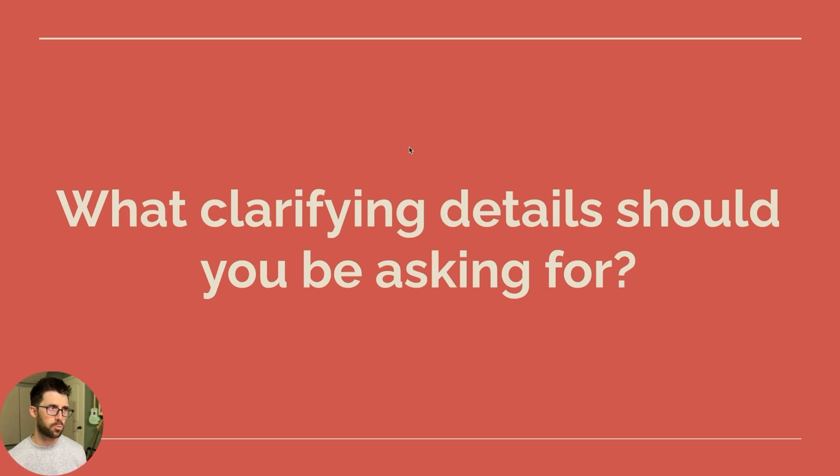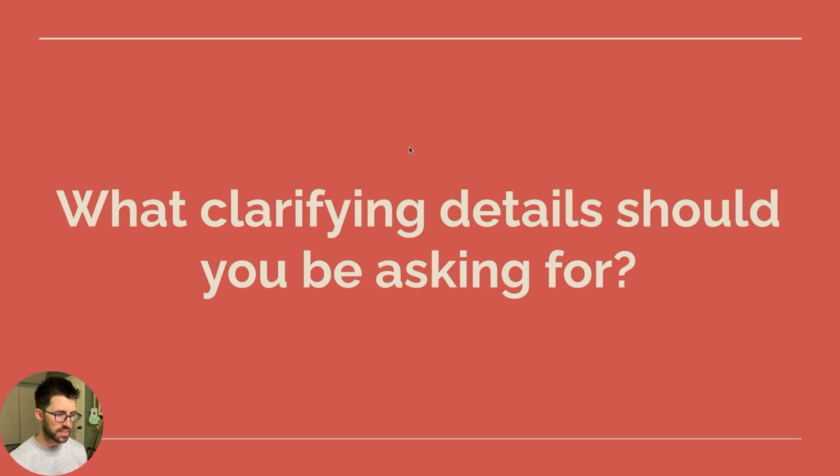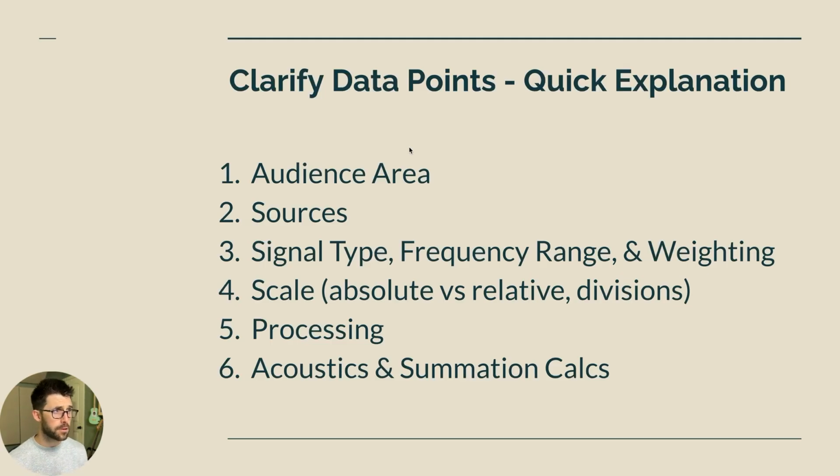So this begs the question, what clarifying details should we be asking for? Again, it just looks like, hey, here's some green and some blue on the mapping. What does that all mean? So let's define those details. So the first is we need to make sure we have the audience area and make it accurate. And the second is what type of sources are we using? What speakers are on right now?